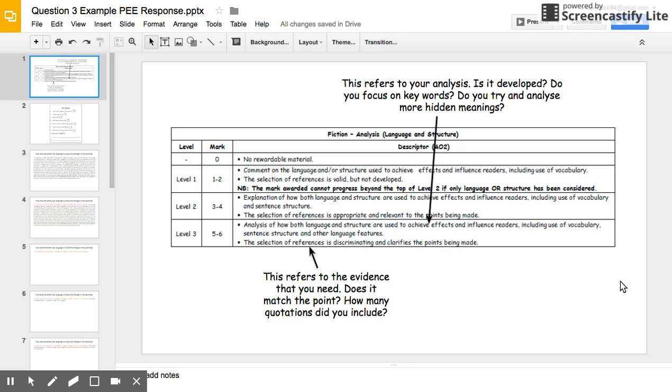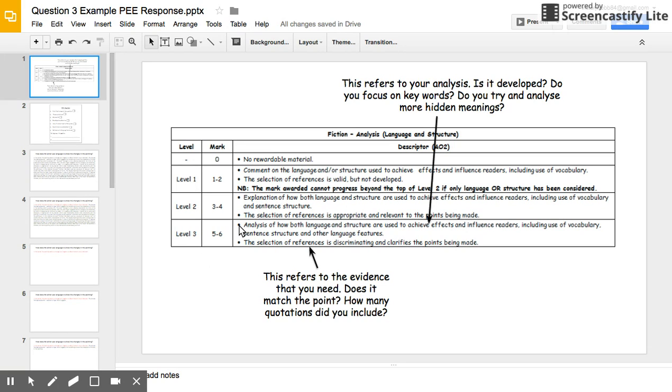Okay, here's another video to help you with your PE responses for the third question from the extracts that you've been looking at. It's a tough question, focused on analysis. Here is the mark scheme that I'd like to begin and have a look at. Again, hopefully you've seen this before.